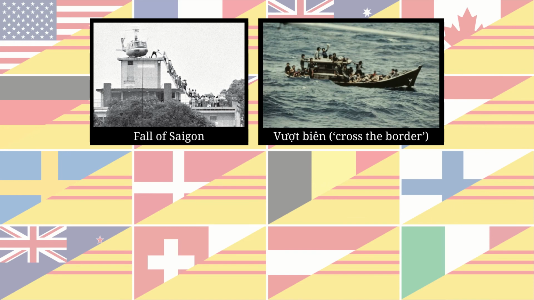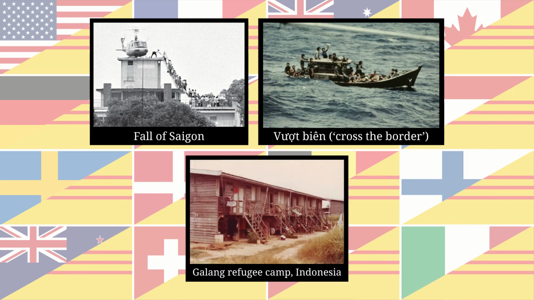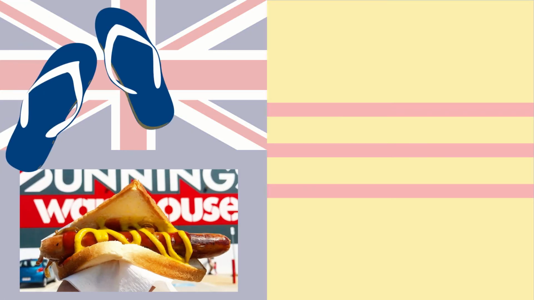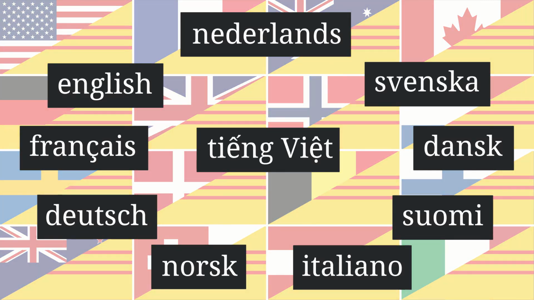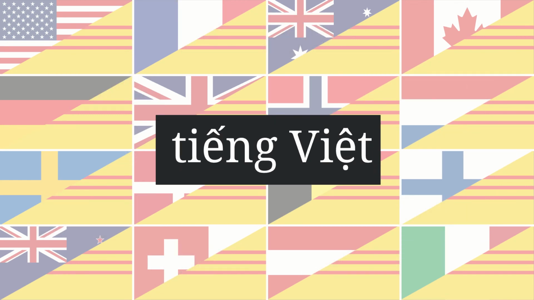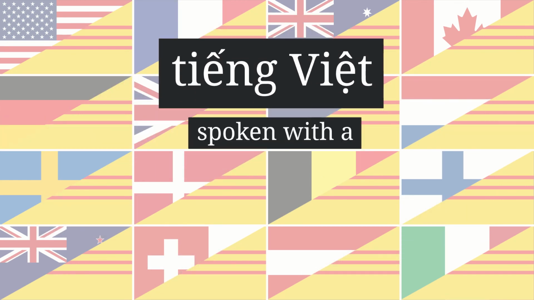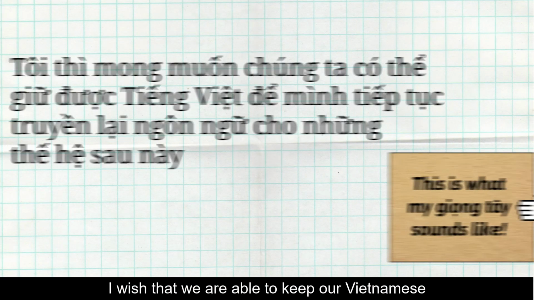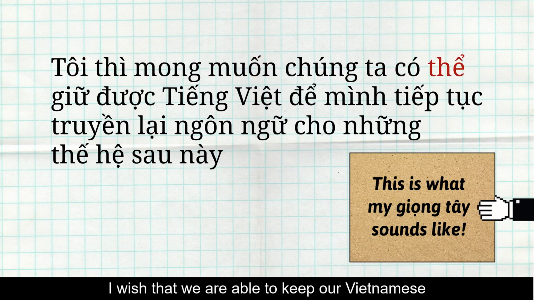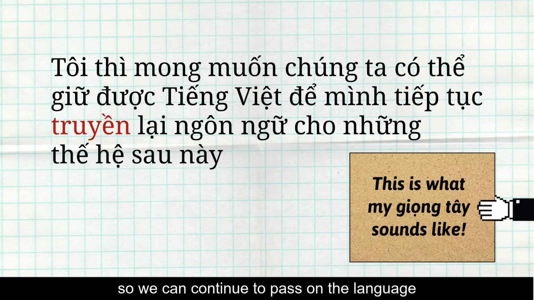We all share the same tragic history, and we should never forget it. And thus we're grateful for our freedoms and democracy. We celebrate our country's culture, but we also celebrate Vietnamese culture. We speak many languages, but we share one in common, Tiếng Việt, and we all speak it with a Western accent, Giọng Tây. Tôi thì mong muốn chúng ta có thể giữ được tiếng Việt để mình tiếp tục truyền lại ngôn ngữ cho những thế hệ sau này.